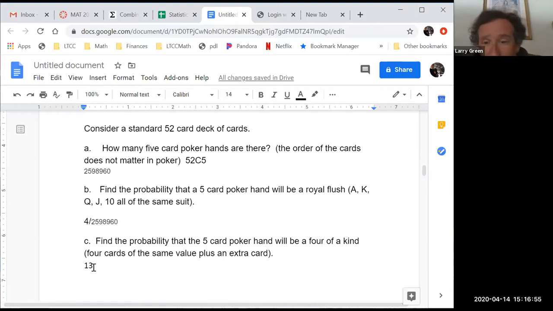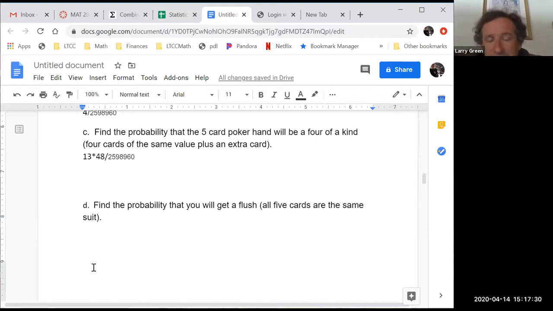So you can't just say 13 because for each of those 13, you've got to think that there's a lot of cards left. In particular, there's 48 cards left. It could be any of them. You need to multiply by 48. Sometimes you call this the multiplication principle. And then we divide by this big nasty number. Any questions on the probability that a 5-card poker hand will be a 4 of a kind? Okay.